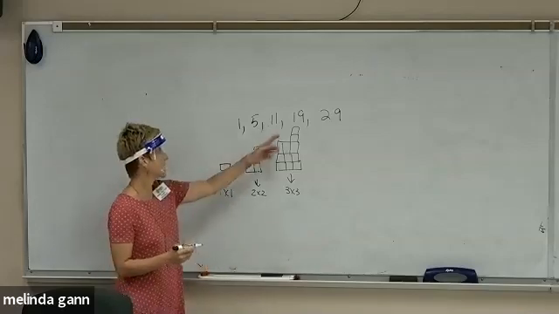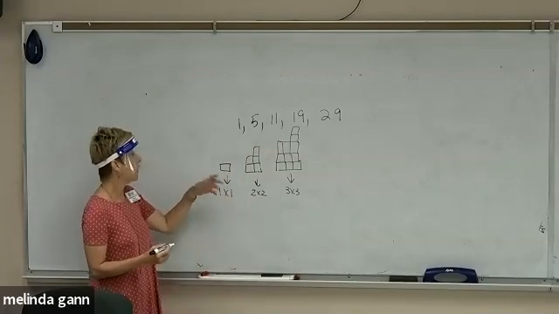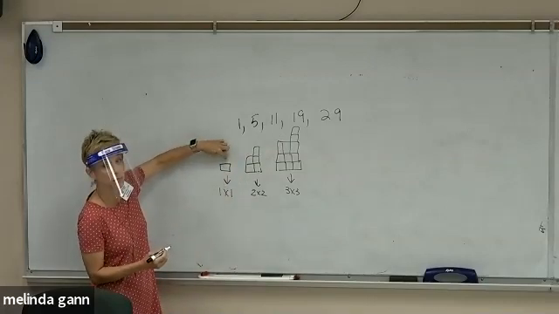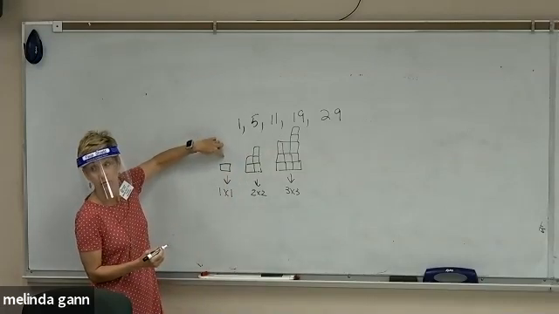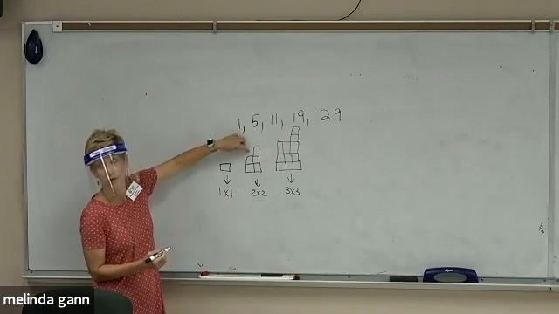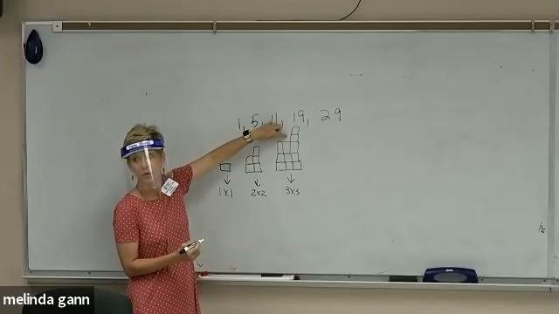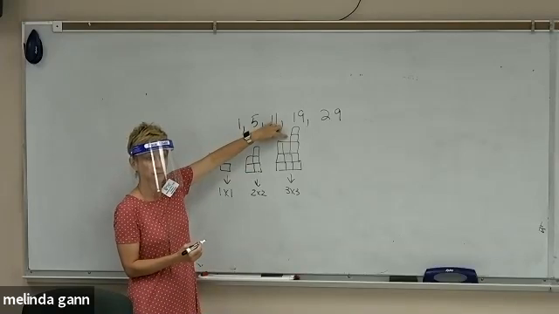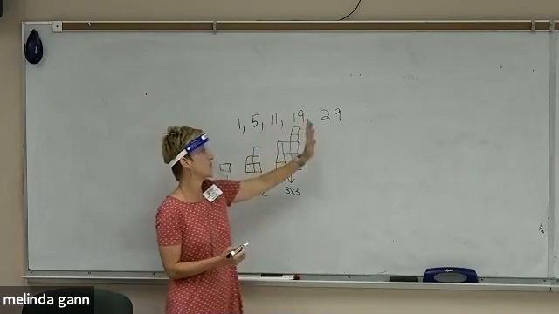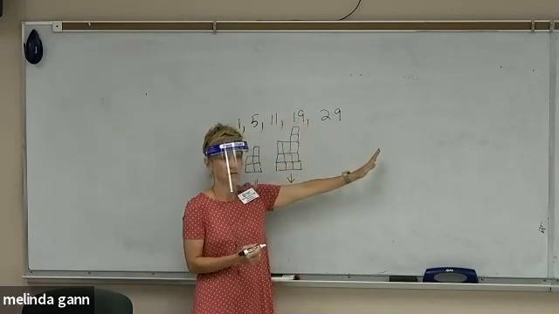No, they got some on the top, right? Now, how many squares are on top of this picture? 0. How many squares are on top of that picture? 1. How many squares are on top of that picture? 6. Do you see a pattern? How many squares are going to be on top of the 10th picture then? 9.